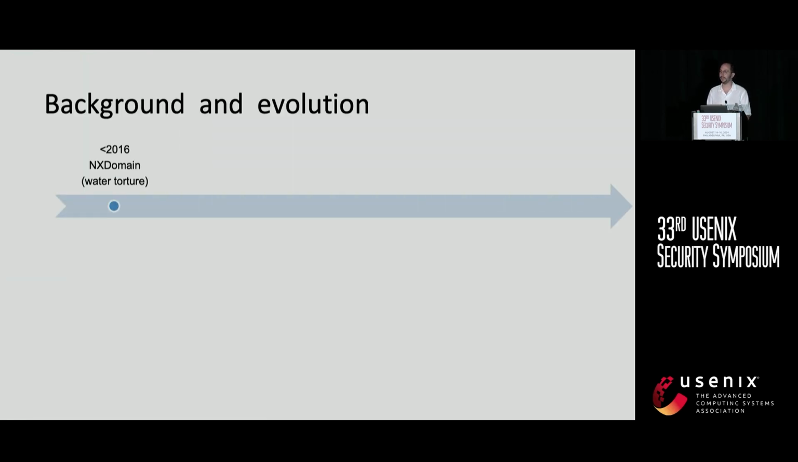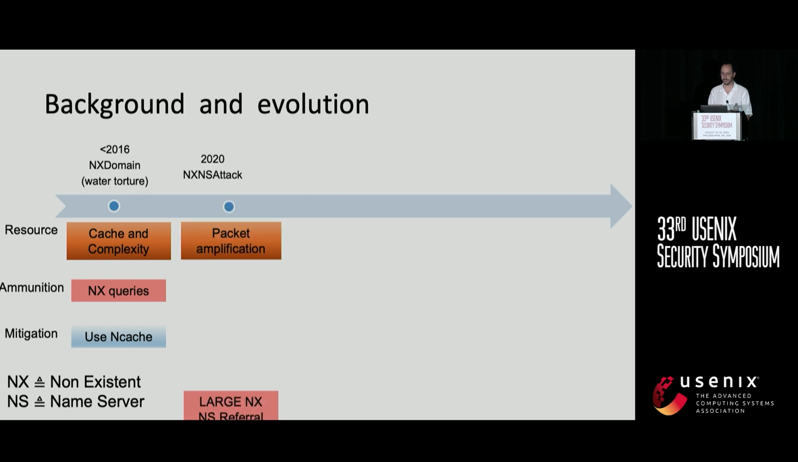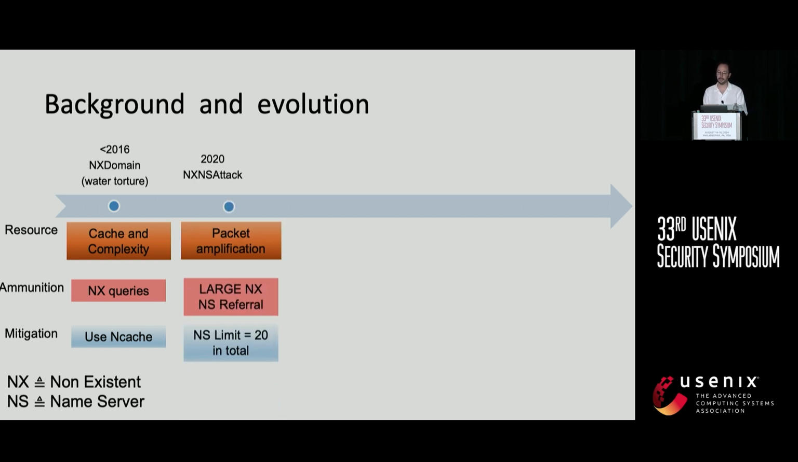A little background about the evolution of those kinds of attacks. So we talked about the NX domains attack, where the resource is the cache and it makes a complexity attack. They use NX queries, non-existent queries, and the mitigation was just to use the negative cache and this attack will not affect your recursive resolvers. In 2020, the NX-NS attack is a packet amplification that uses large NX referral responses like we saw here. And the mitigation was, okay, limit it to query only 20.